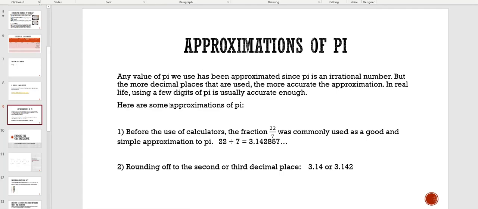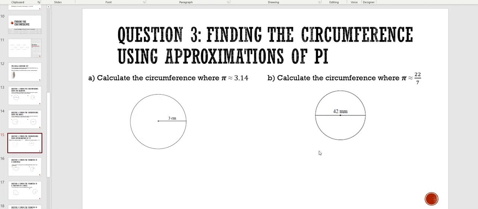Now, just in case you're not sure, we use approximations of pi because pi is an irrational number. Okay, the more digits of pi that we have, the more decimal places we use, the more accurate our answer is. So before the use of calculators, the fraction 22 divided by 7 was commonly used as a good simple approximation to pi. So imagine having no calculators, we've got to try something else. Other options are rounding off to the second decimal place, like we have in the question, 3.14, or the third decimal place, 3.142. So it's common to see these numbers, 22 over 7, or these two rounded off in some questions. So have a go with this first.